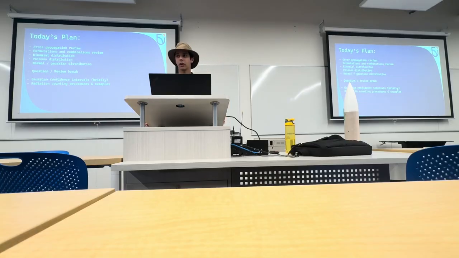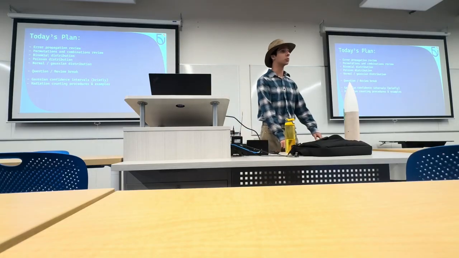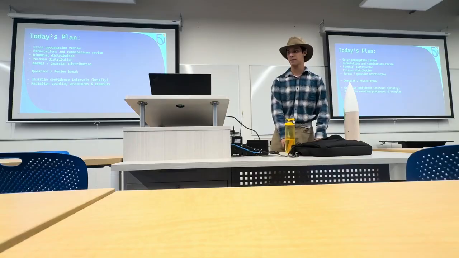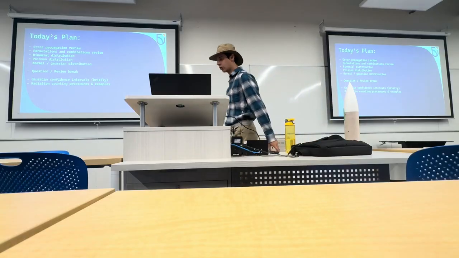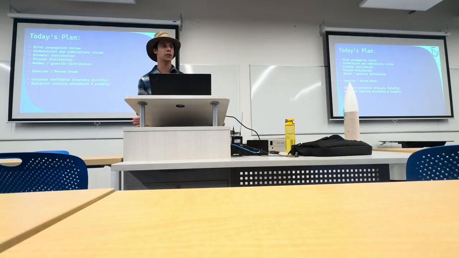Anyhow, moving on to today's plan, we're going to do a little bit of error propagation review, since we will be doing a bit more of it today in our examples. We're going to look at permutations and combinations, so a bit more statistics. Binomial distribution, then the Poisson distribution, which is of significant importance to nuclear engineering, and we will see exactly why. The normal and Gaussian, although we're not going to spend too much time on this because we're more interested in the Poisson distribution, followed by a question and review break.